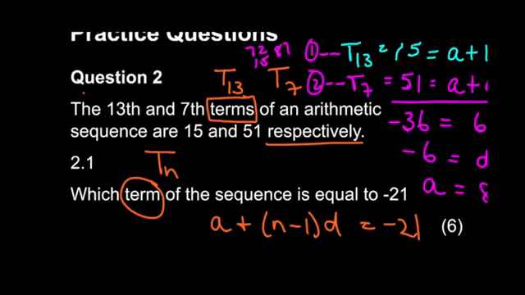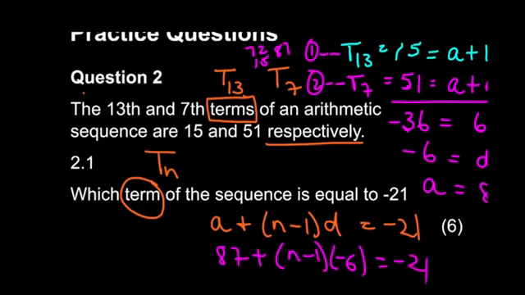So now I can come and find out what n is, because I've got a as 87, I've got n minus 1, which I want to find out, and I've got this one as minus 6 is equal to minus 21. And in that way, I can now solve for n and determine which term would be minus 21. We can see that the 13th is 15, so it's decreasing. So it's got to be a term that's more than 13, because we're seeing that it starts with a high value, it gets lower and lower because we're adding minus 6 all the time.